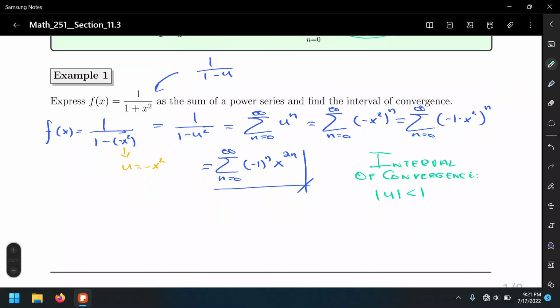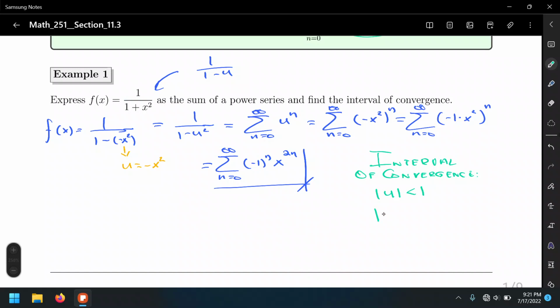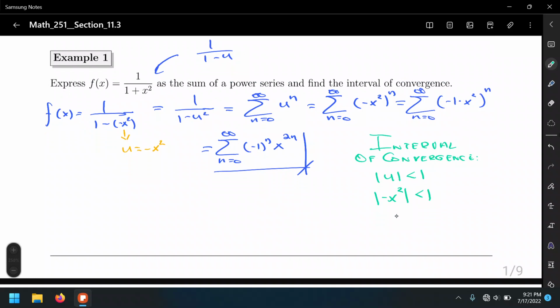The absolute value of u has to be less than 1. That means in this case, negative x squared, in absolute value, less than 1. The absolute value of a negative quantity is positive, so x squared is less than 1. But recall that whenever we take the square root, because x can be anything, we need to have the absolute value of x less than 1, and then from here it follows that x is less than 1 but greater than or equal to negative 1. Alright, and that's the interval of convergence.